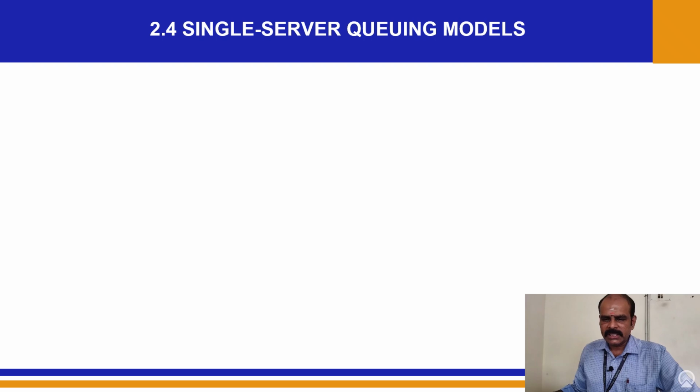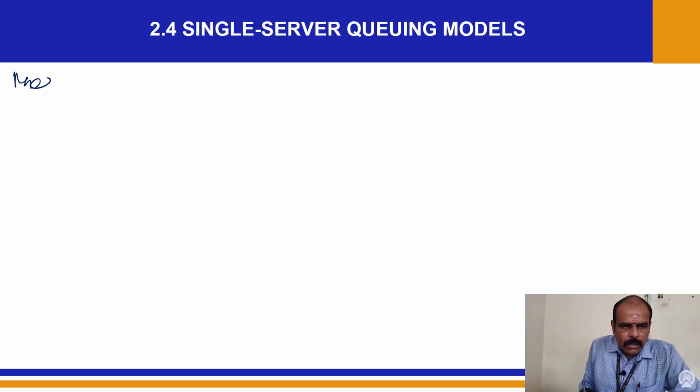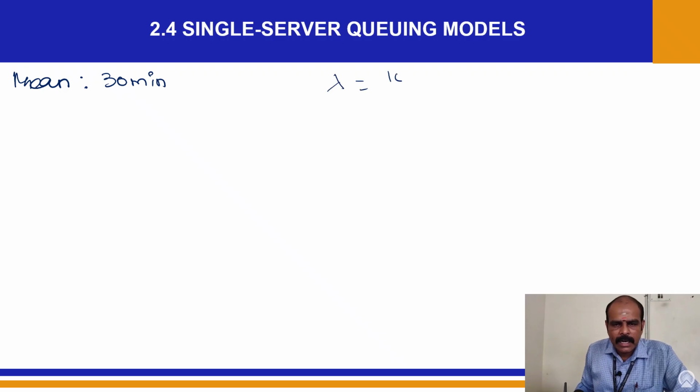I think space will be sufficient. I am not switching off the camera, so we'll start solving. So first, the mean is 30 minutes. That is the service time in the system. Another important thing is lambda, the arrival rate. 10 TVs come in 8 hours, and 8 hours is the total duration he works. Therefore lambda is 10 per 8 hours. This is the given data.